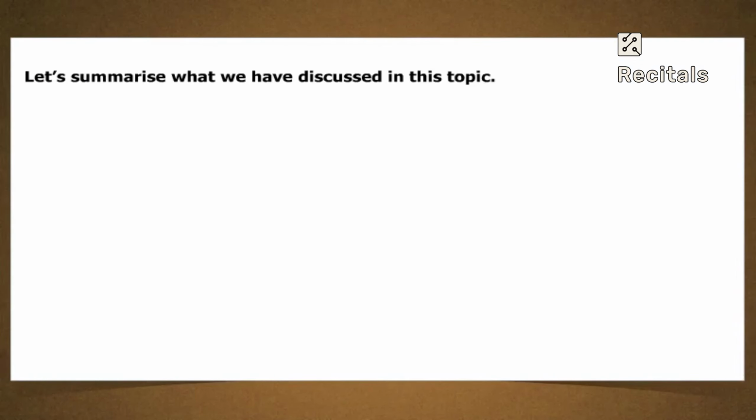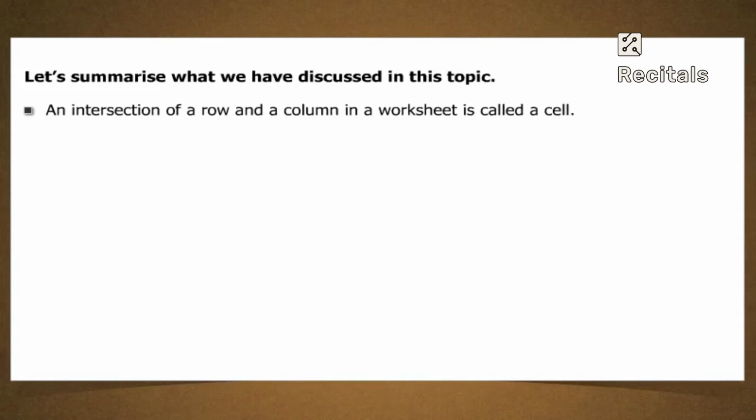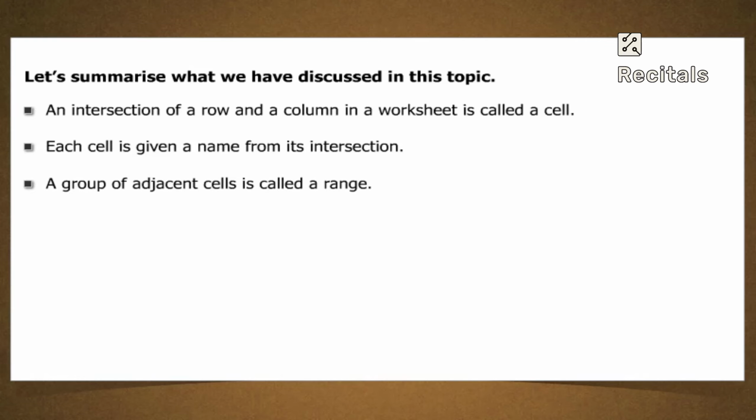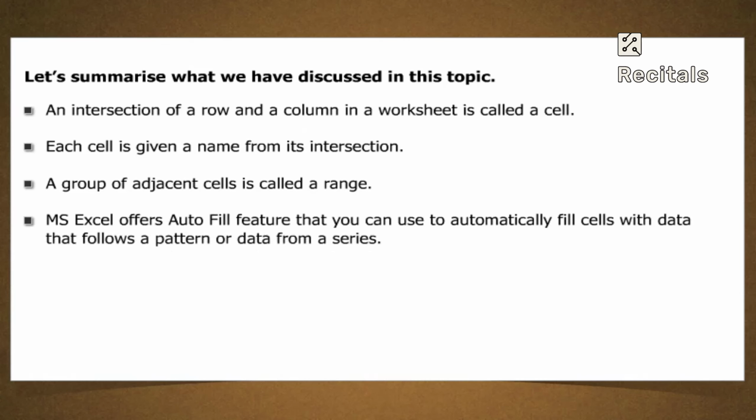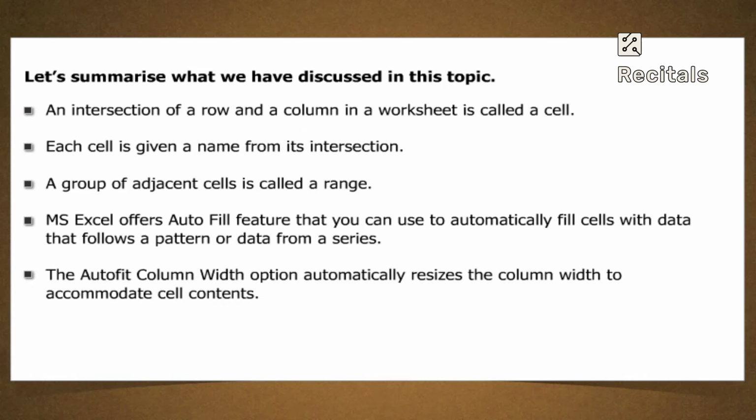Let's summarize what we have discussed in this topic. An intersection of a row and a column in a worksheet is called a cell. Each cell is given a name from its intersection. A group of adjacent cells is called a range. MS Excel offers autofill features that you can use to automatically fill cells with data that follows a pattern or data from a series. The AutoFit column width option automatically resizes the column width to accommodate cell contents.